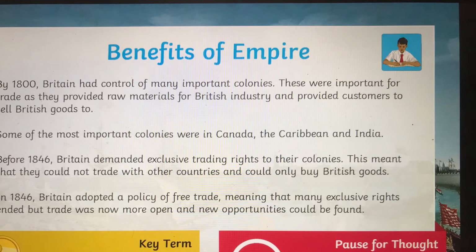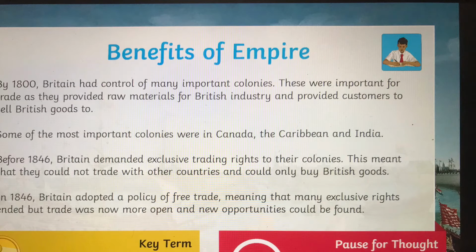So why trade? What is the benefit of trade? Well, by the 1800s, Britain had control of many important colonies. These were important for trade as they provided raw materials. These are materials before they're turned into other things. For example, timber and coal are raw materials for British industry, and the colonies provided customers to sell British goods to.